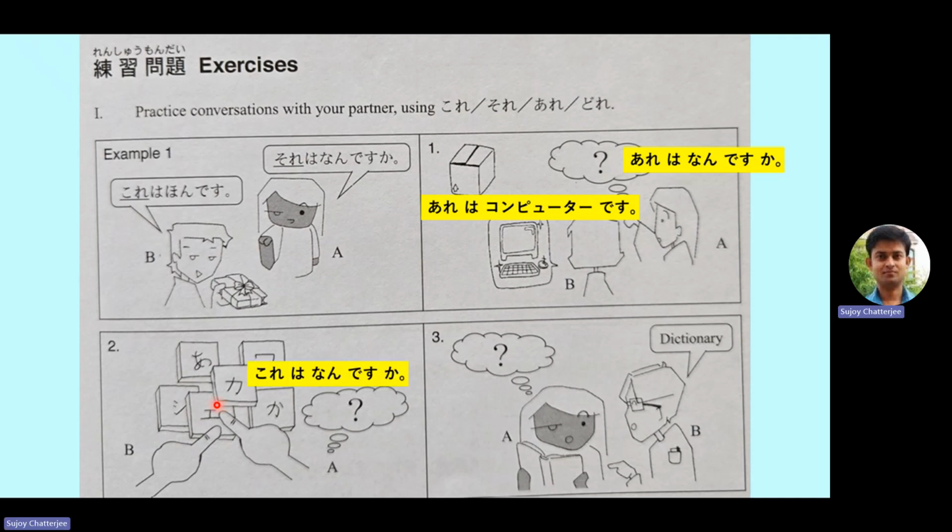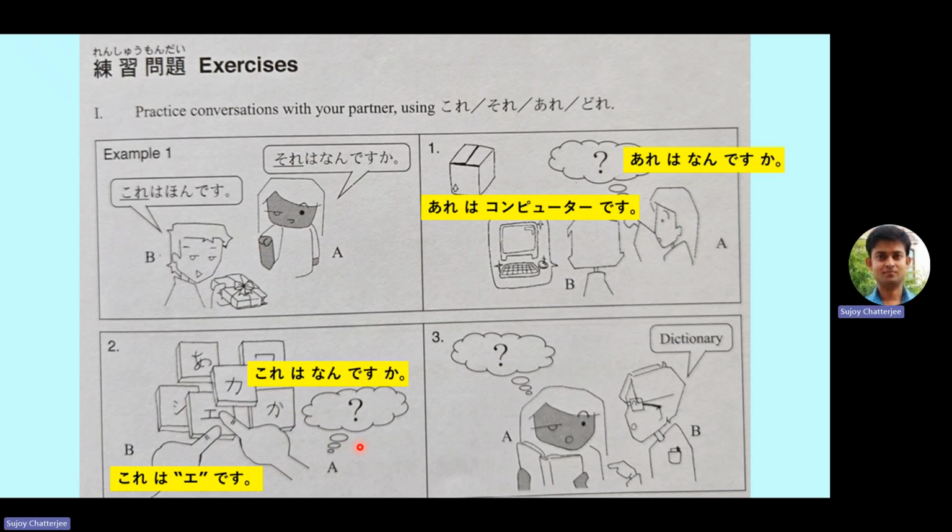So the question will be "Kore wa nan desu ka?" And the answer will be "Kore wa e desu." So why kore? Both A and B are very close to the object, so it will be kore. That means "this." So what is this? This is A. This is what this question and this answer mean.